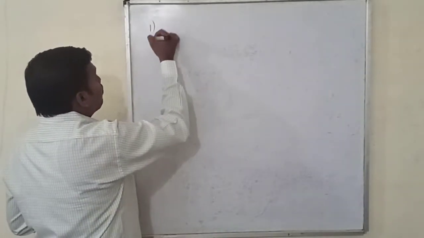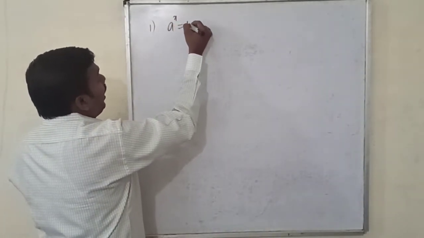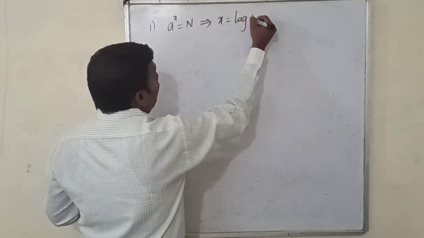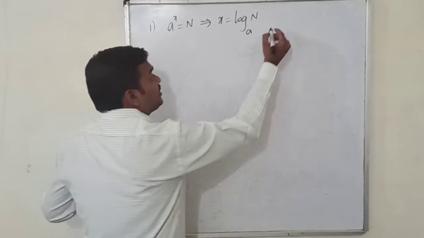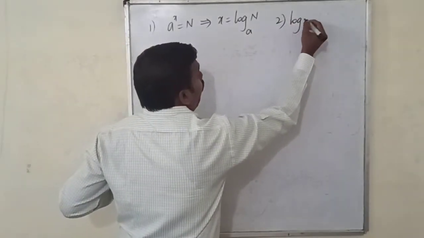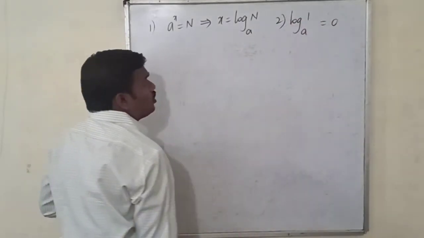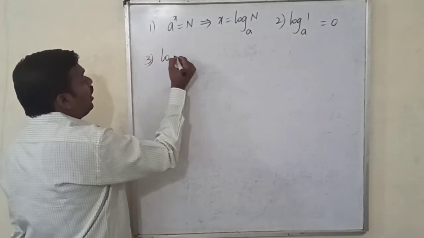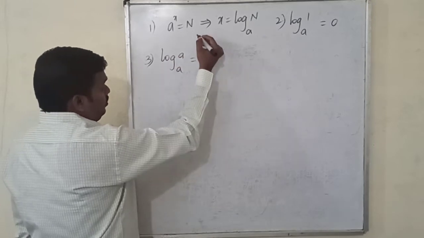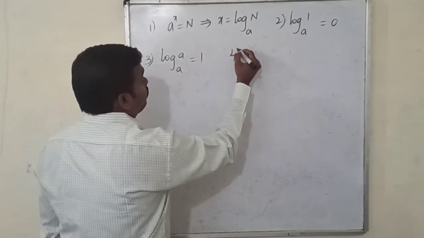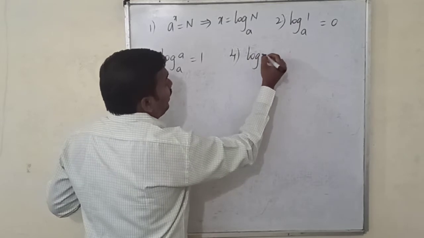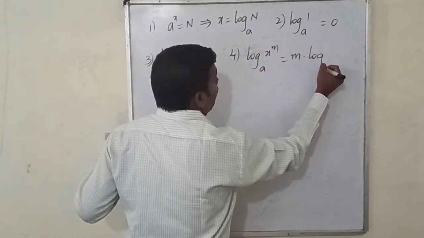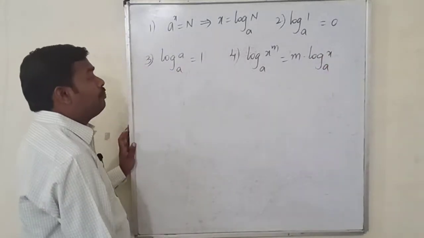That is, first formula was a power x is equals to n implies x is equals to log n to the base a. Second one is log 1 to the base a is equals to 0. Log 1 is always 0. Next, third one is log a to the base a is 1. Log x power m to the base a is equals to m into log x to the base a. Power rule of logarithm.